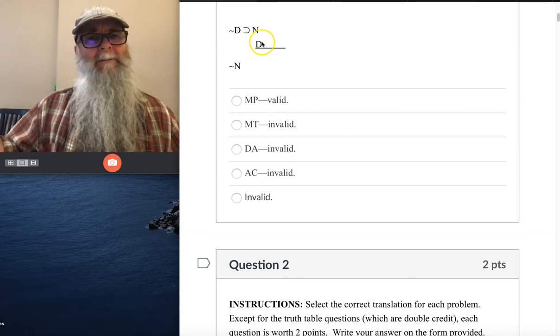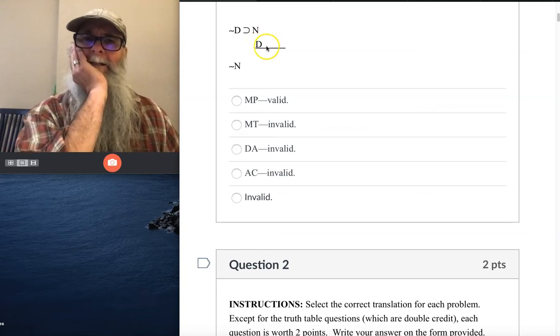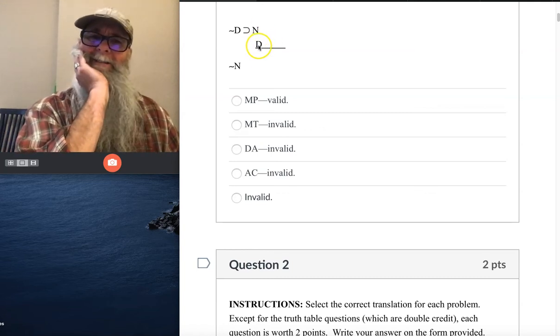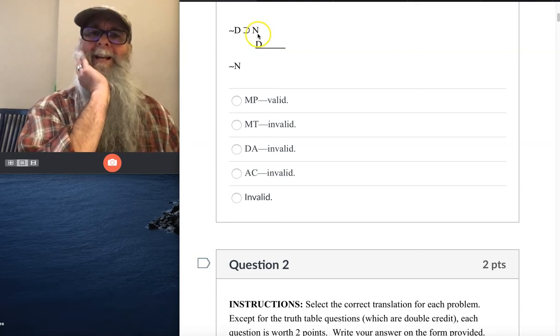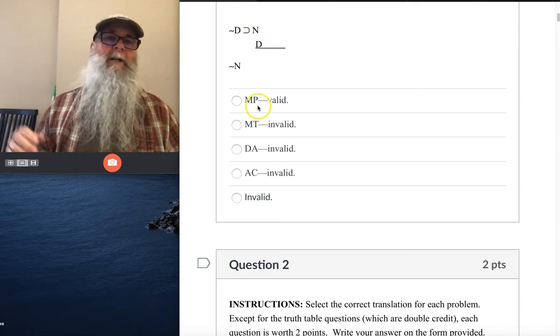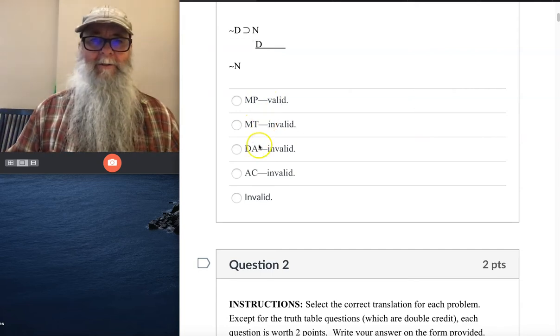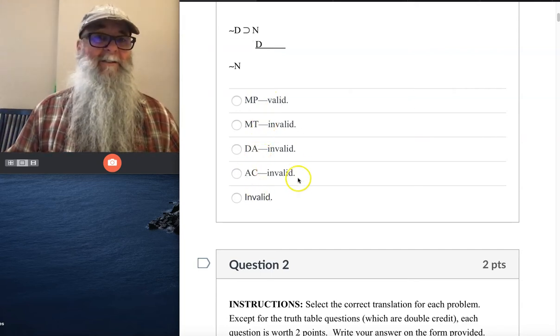But I look at this argument and I think to myself, well, hey, that doesn't deny the consequent. That's not even the same letter. It's not N, it's D. So I know it's neither one of these first two answers. So that leaves me with just three answers left.